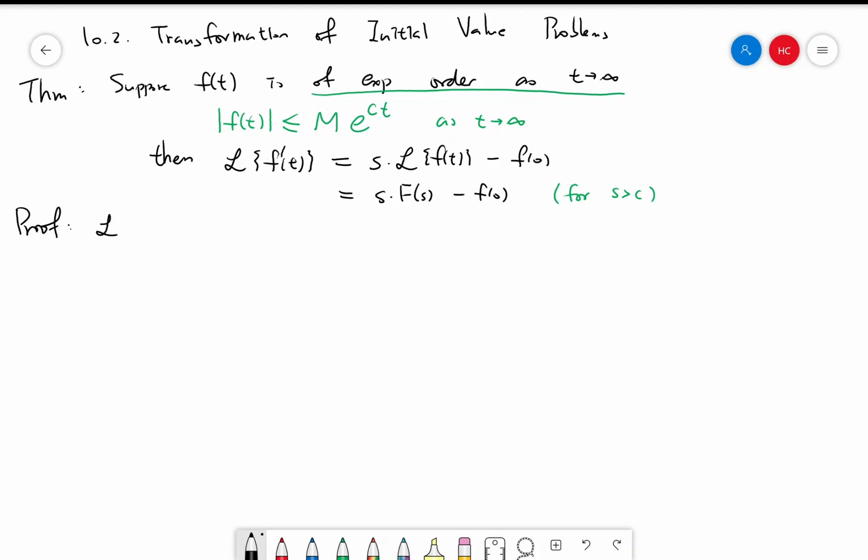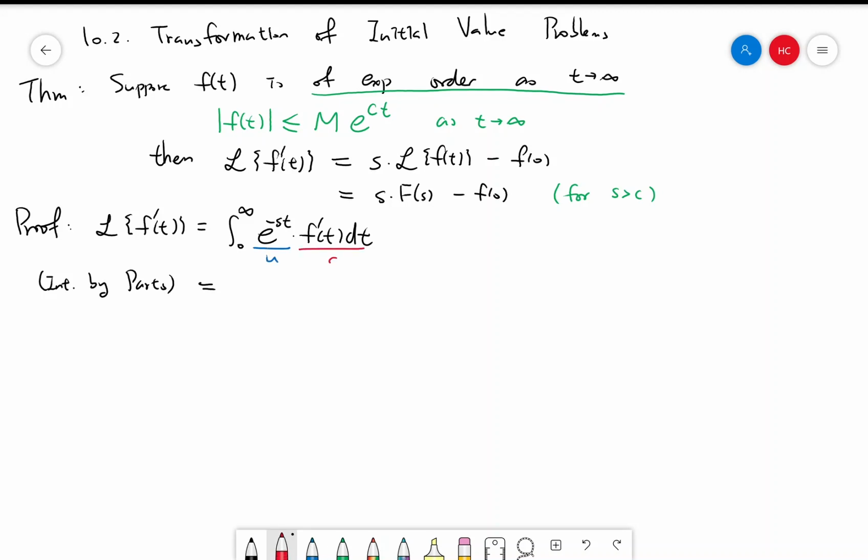So by definition, the Laplace transform of f prime is equal to the integral from 0 to infinity of e to the negative st times f prime of t dt. And here we're going to use integration by parts. So this is our u, and this is our dv. So integration by parts tells you this is equal to u times v evaluated at 0 infinity minus the integral of du, which is negative s e to the negative st dt times v.